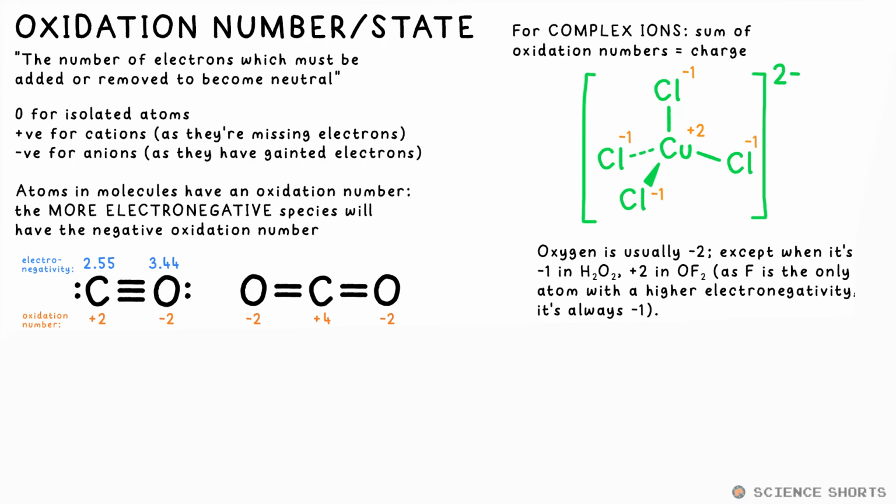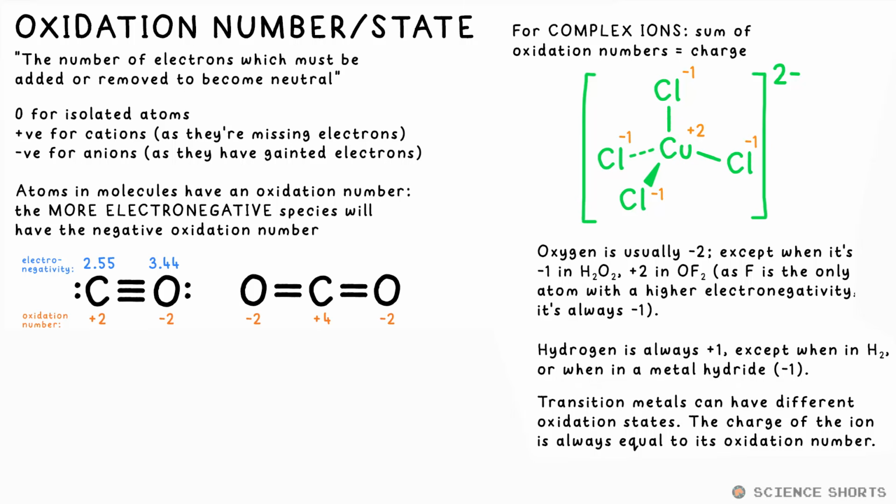for the other ion. In an oxygen molecule, O2, each oxygen's oxidation number is 0, as it's no different to the other oxygen. The only other exceptions are when it's -1 in hydrogen peroxide and +2 in oxygen difluoride, as fluorine is more electronegative than oxygen. Hydrogen is always +1, apart from when it's in H2. Fluorine is always -1, as it's the most electronegative atom. Again, it's 0 when it's fluorine gas.